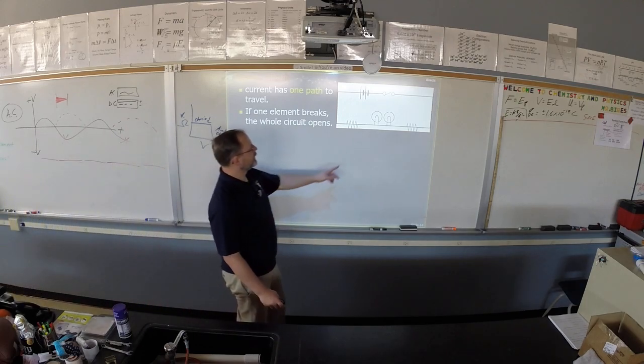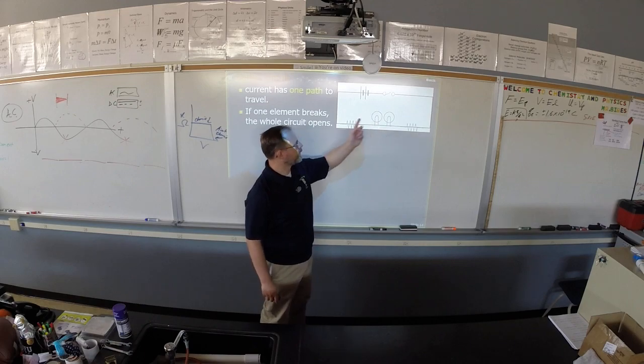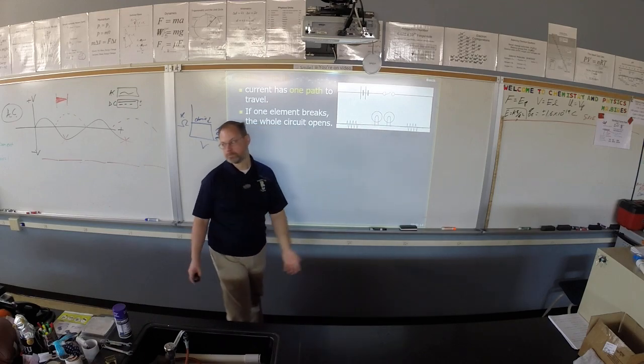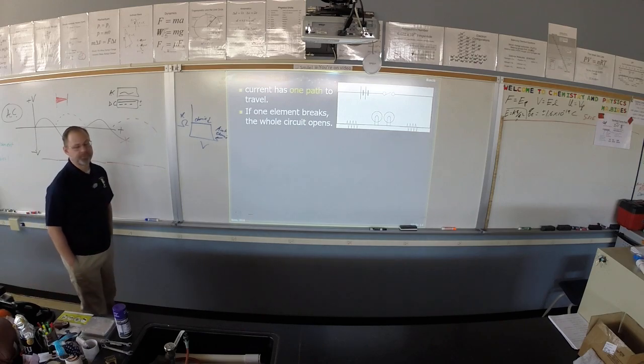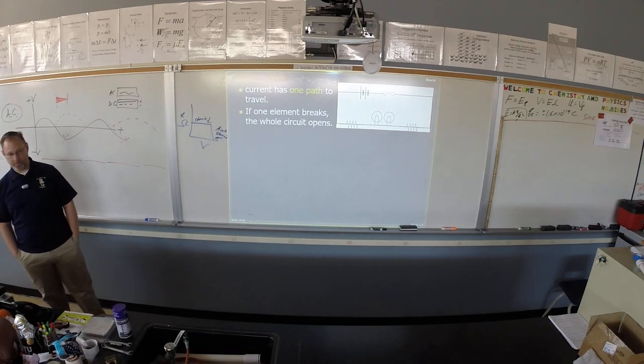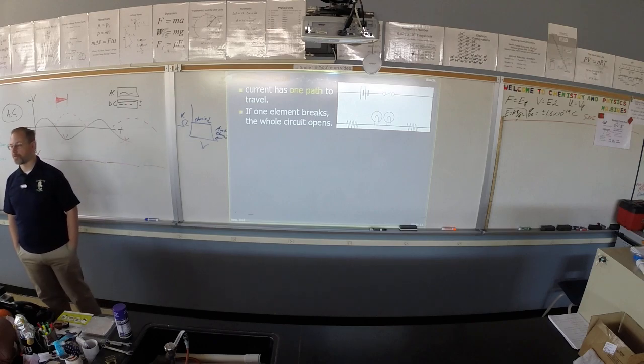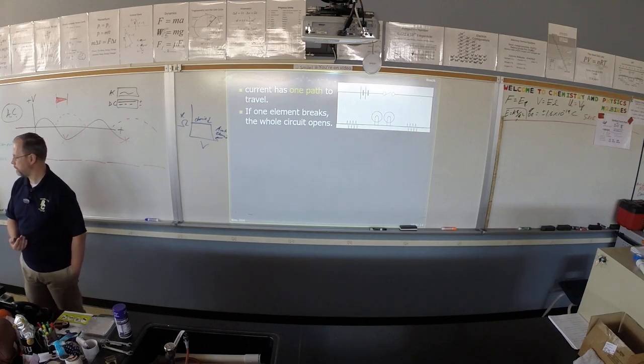This is how we used to show lights. This is a diagram that's almost 20 years old. So, if in a series circuit there is one path, and the current has to travel through everything in the path.